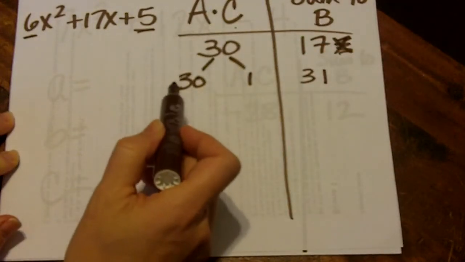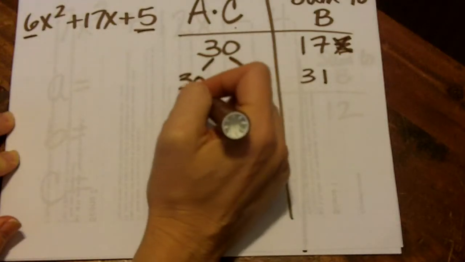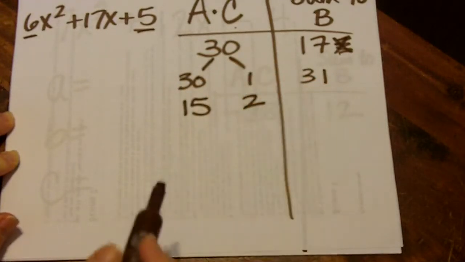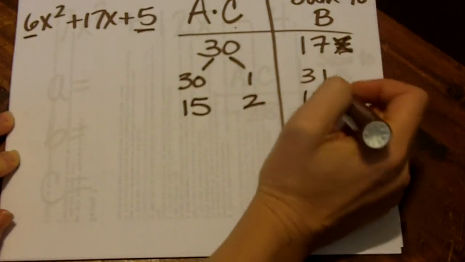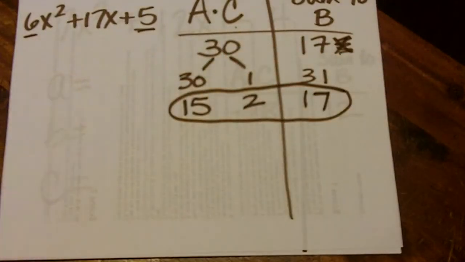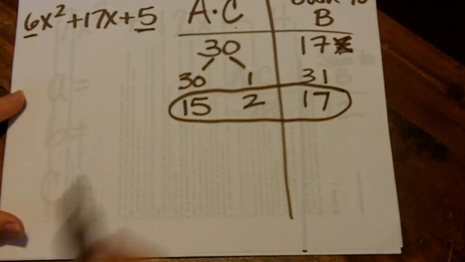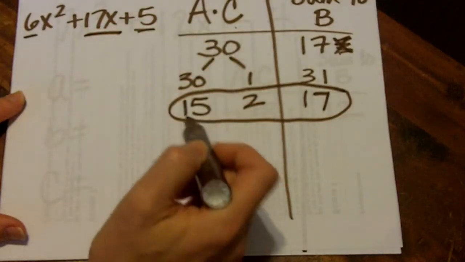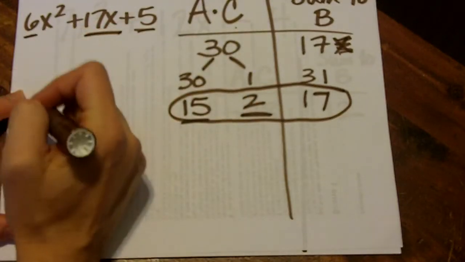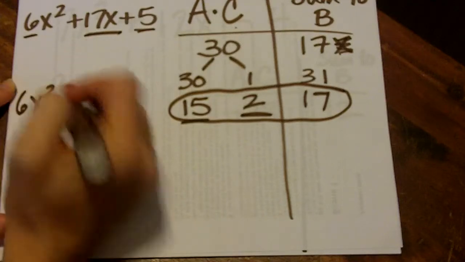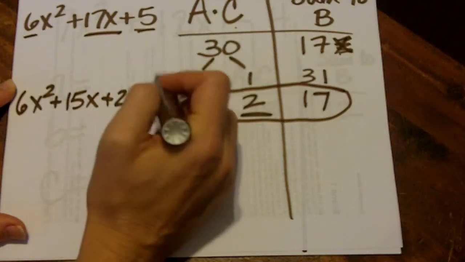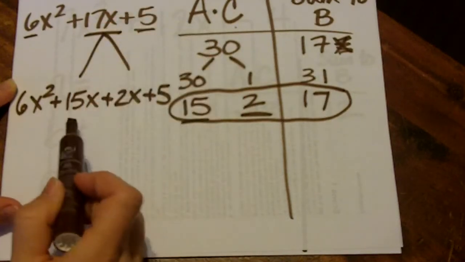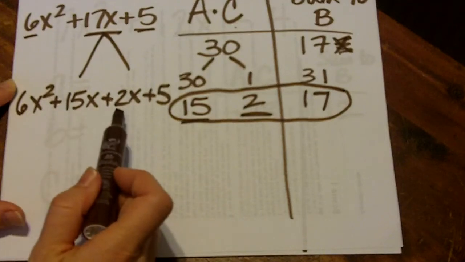All right, then we're going to just cut 30 in half, and we're going to make it 15. And we know that 15 times 2 is 30, okay? And these sum to 17. So we have found what we're looking for right there on our second try of factoring. Okay, now what we're going to do is replace this middle term with these two terms. So we're going to have 6x squared plus 15x plus 2x plus that original 5. Now you can see that 17x equals 15x and 2x, okay?